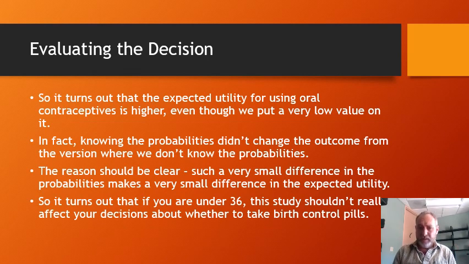And the reason for that should be fairly obvious, right? It's a very small difference in the probabilities. In either case, the probabilities of breast cancer were very low. It just makes a very small difference in the expected utility. So turns out if you're under 36, that study shouldn't really affect your decision at all about whether to take pills.